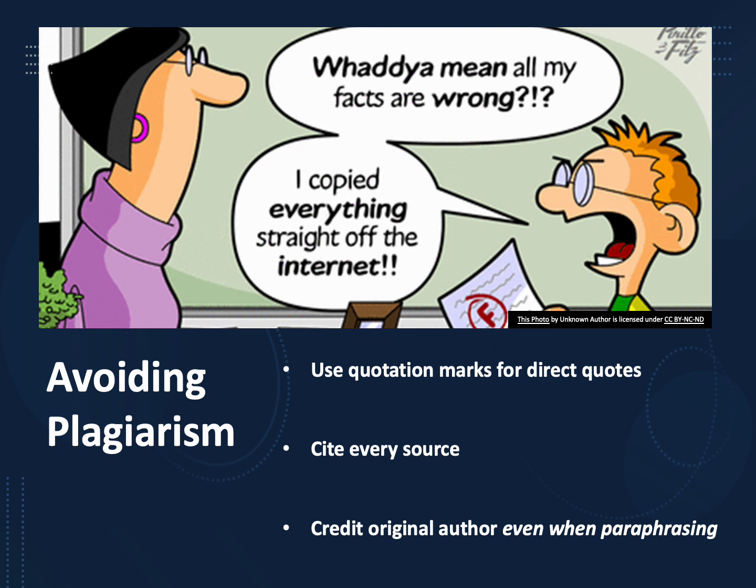We need to avoid plagiarism. Always use quotation marks when directly quoting sources, and always cite your sources. This is true even if you're using AI tools or paraphrasing. Credit must go to the original author.